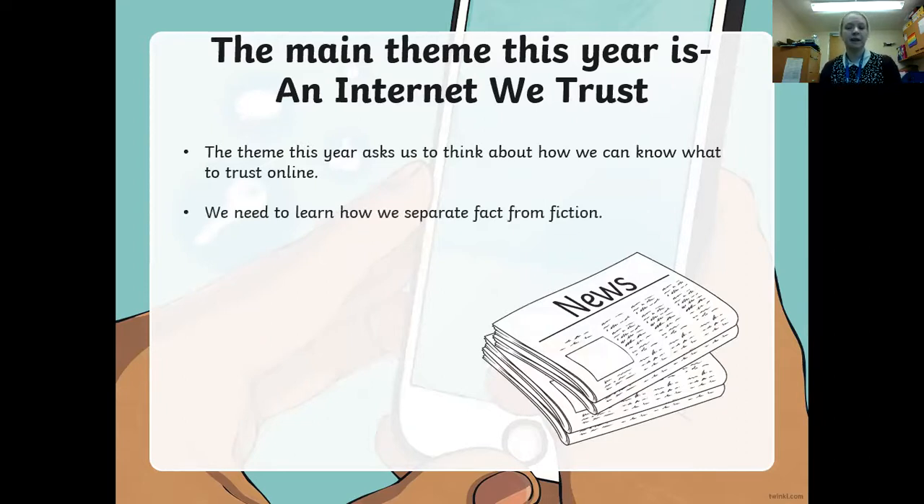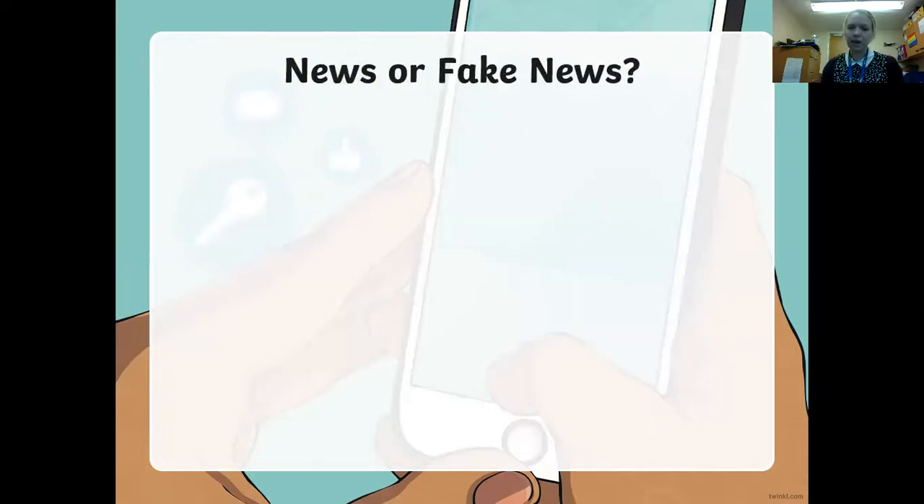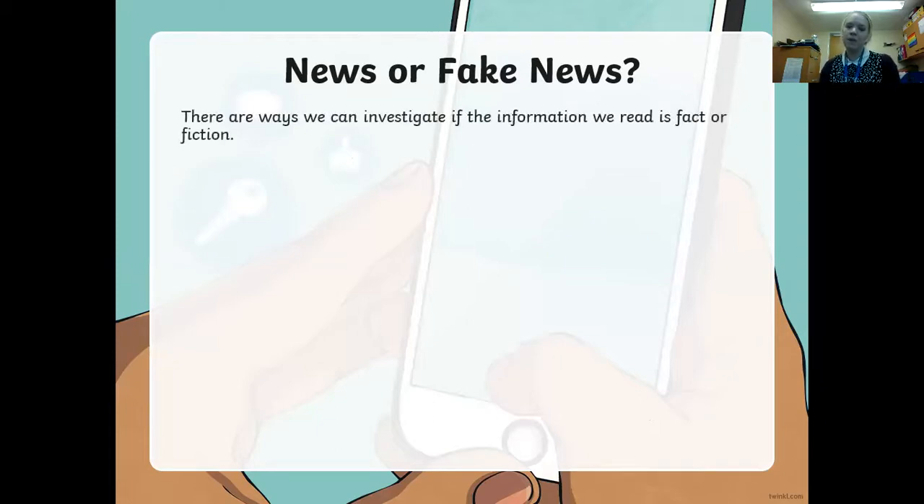We need to learn to separate the information we see from fact or fiction. We've got our facts, our truth, what is really happening in the world, and then our fiction, the things that are made up and aren't real. How do you know if you can trust something online? You might just assume it's there and it's the truth and that it is a fact, but that unfortunately isn't always the case. And you might hear grown-ups talk about it being fake news. But there are ways we can investigate things, and your grown-ups can help you with this too, to decide if it's real or fake, if it's fact or fiction.